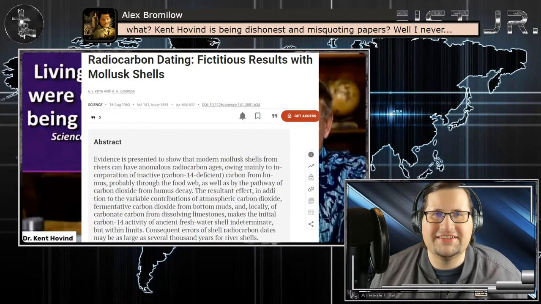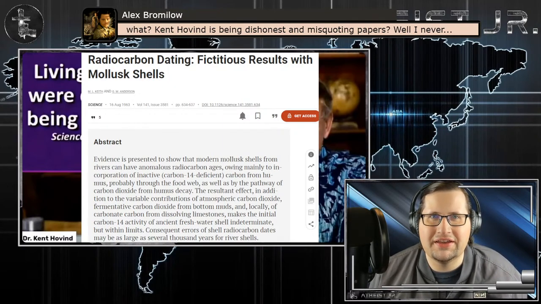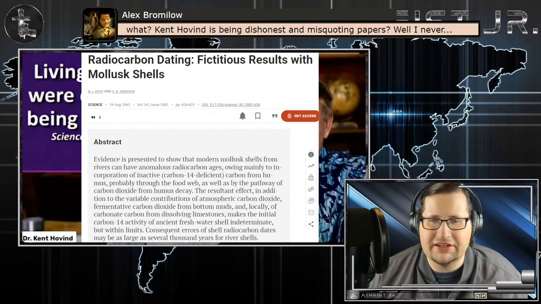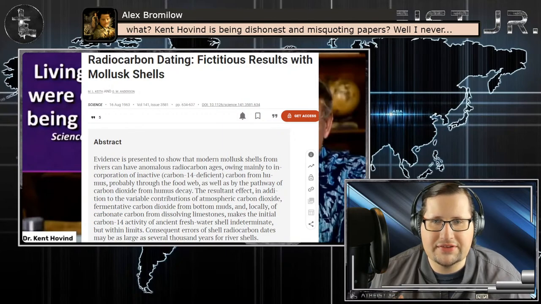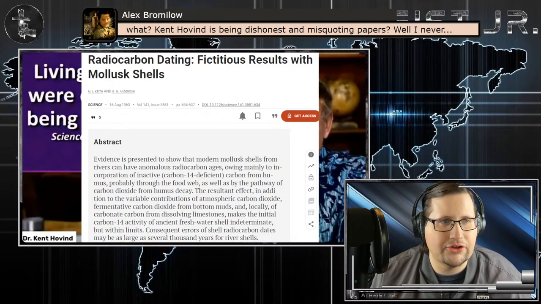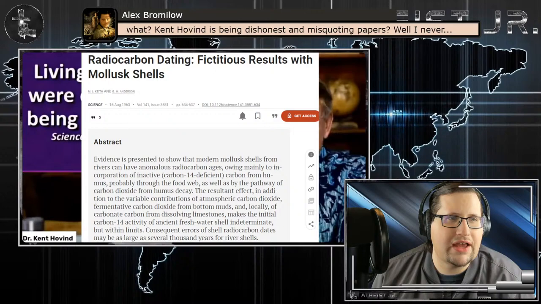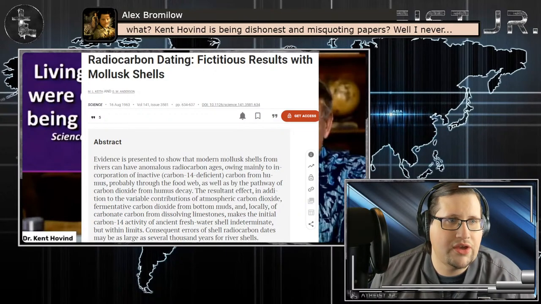Yeah, so this is not supposed to be showing how accurate carbon dating can be. It's showing how it doesn't work on certain things like mollusks because they live underwater. So the abstract says, evidence is presented to show that modern mollusk shells from rivers can have anomalous radiocarbon ages, owing mainly to incorporation of inactive carbon from humus.